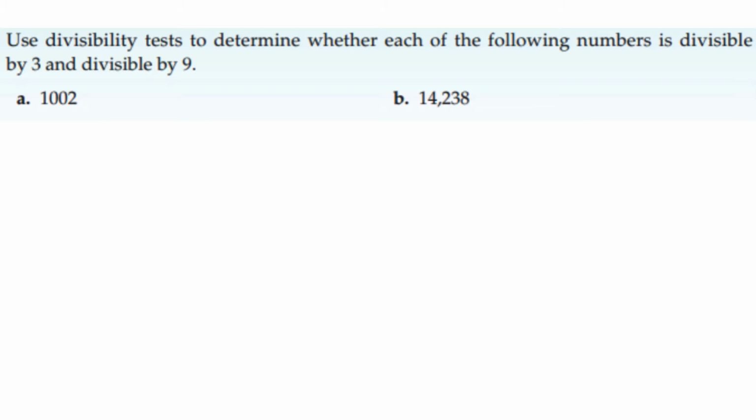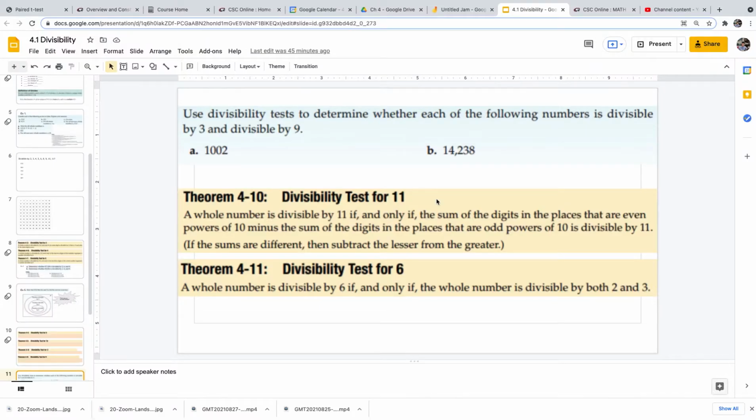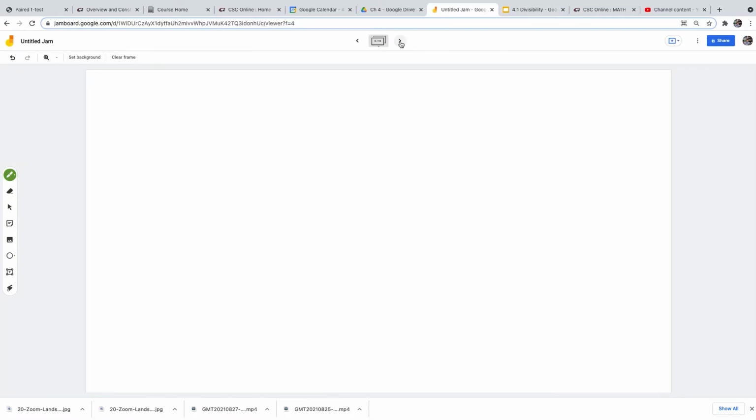So we have two numbers, 1002 and 14,238. Let's think about the divisibility tests of 3 and 9. They are not divisible by 5 or 10, right? They don't end with 5 or 0, so they are not divisible by 5 or 10. Let's think about the divisibility test of 3. Does 3 divide them? Does 9 divide them?